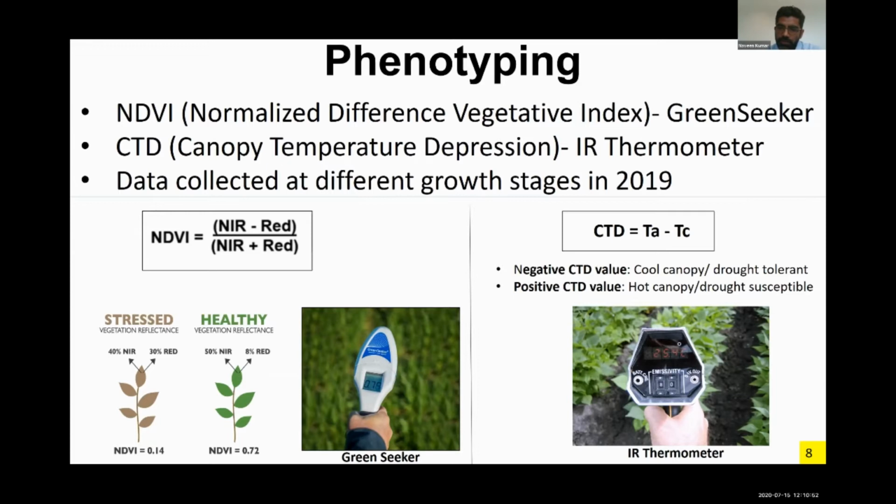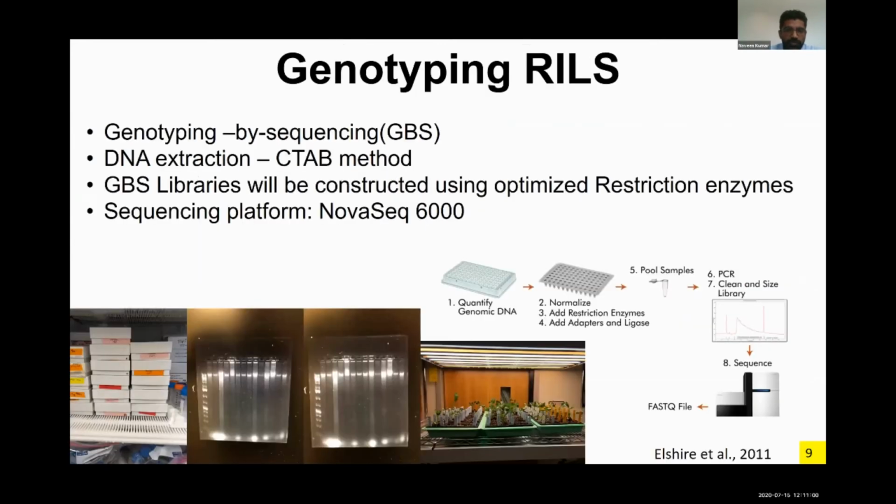And we measure the CTD with a handheld infrared thermometer from Agritherm. Now after phenotyping, we genotype all three populations using the genotyping by sequencing method. The GBS approach is followed as shown in the flow. We have already extracted DNA across all three populations.